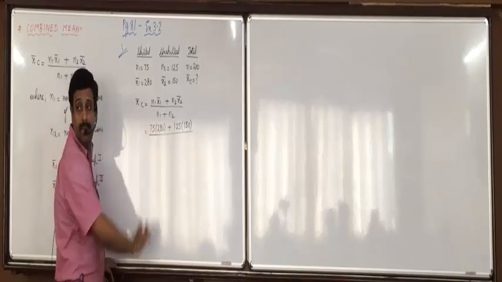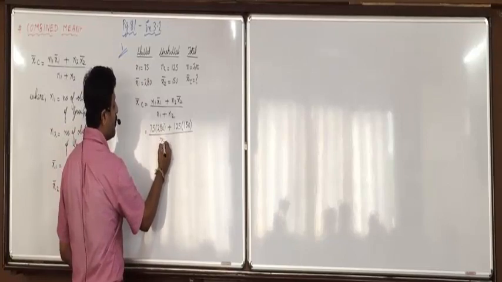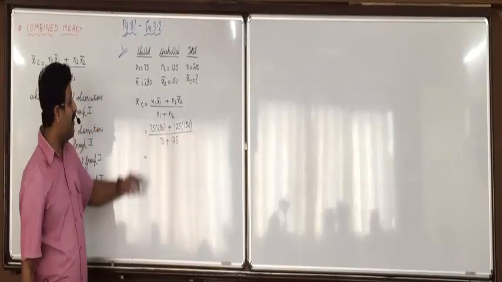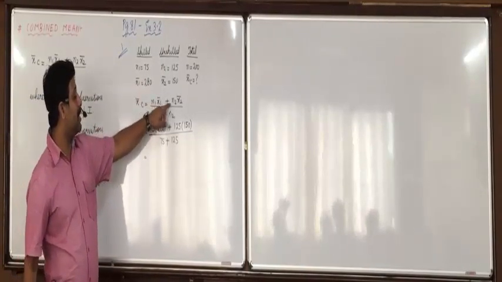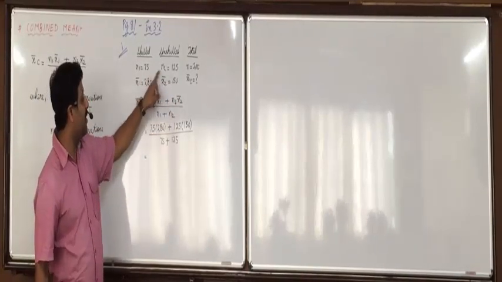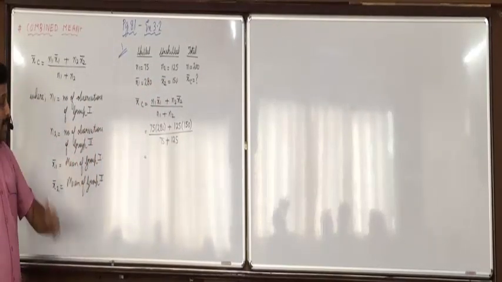What is N1? N1 is 75 plus N2 is 125. So now, N1 75 into X1 bar 280 plus N2 125 into X2 bar 150 upon N1 75 plus N2 125. Is everyone clear with this? Drishti, next.